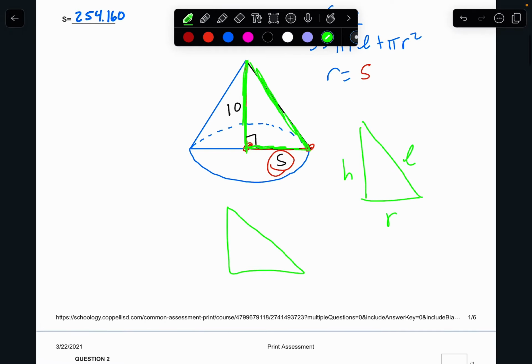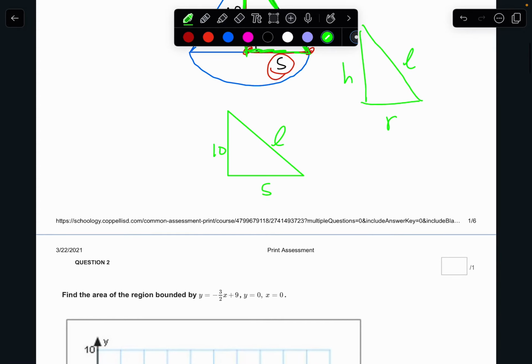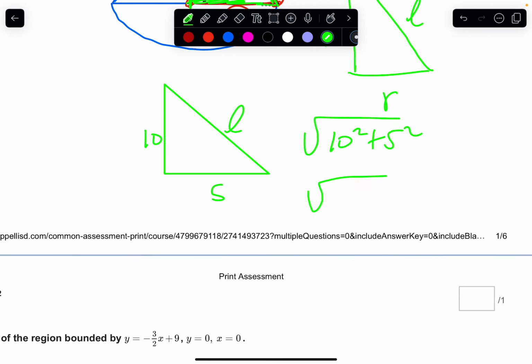So for this right triangle, we have the numbers 5 and 10, and we want the slant height. So that would be the square root of 10 squared plus 5 squared. Well, I would divide by 5. That'd be 2 squared plus 1 squared. That'd be the square root of 5. Multiply the 5 back in, it's going to be 5 root 5.